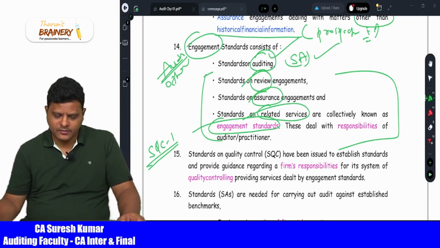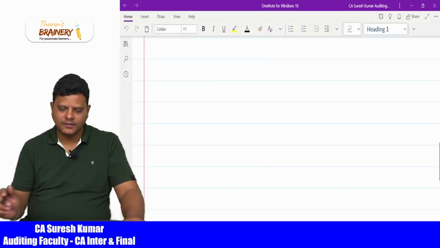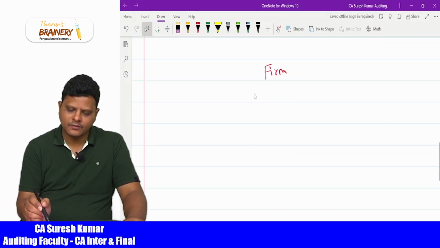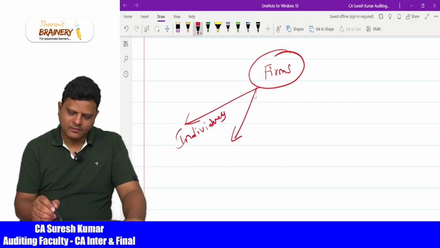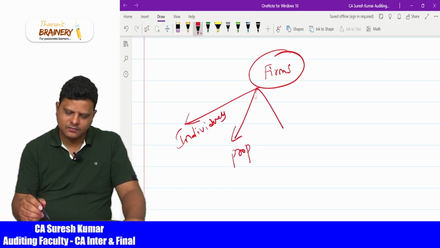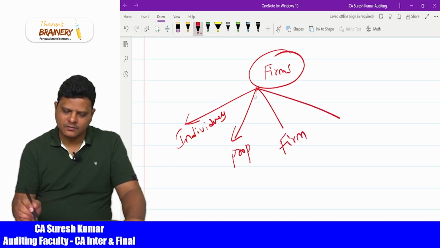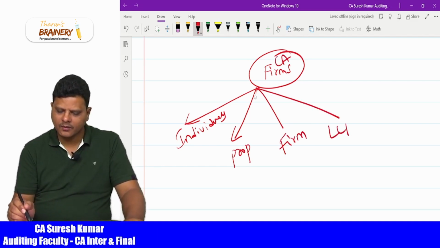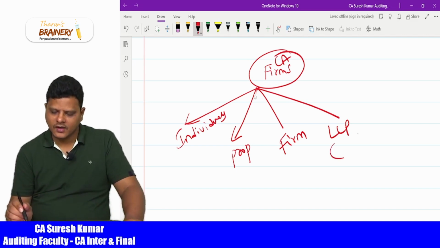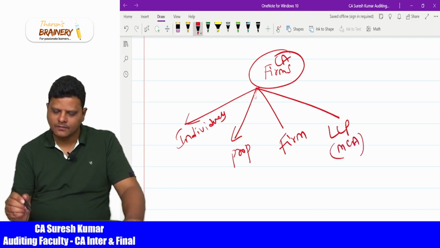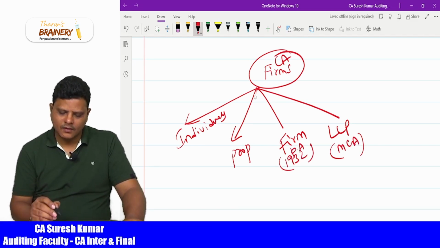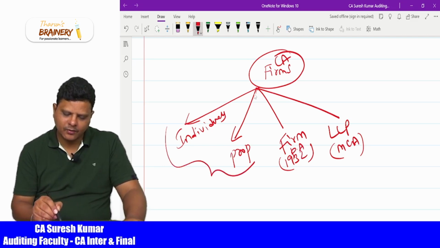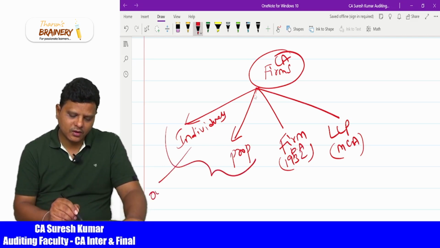So what are the different types of firms? Let me give the example. Different types of firms in India. The firms may be individuals. What is the meaning of individual, I will explain. The firms might be proprietorship firms. The firms might be partnership firms. It is about CA firm. The firms might be limited liability partnership firms. So LLP is under the MCA control. Firms under the Indian Partnership Act 1932. Proprietorships. So what is the difference between proprietorship and individual? Individual means they are going to practice in their own name.